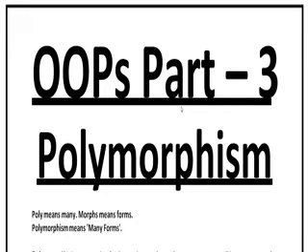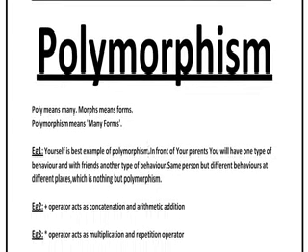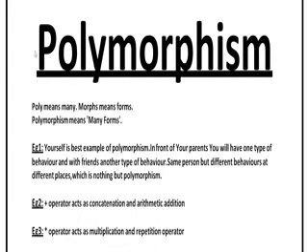Now we are going to see OOPS part 3. In this concept we are going to see polymorphism. First of all, coming to the definition of polymorphism. Poly means many. Morph means forms. Whatever things we are representing, we can represent in multiple ways, which means in many forms.